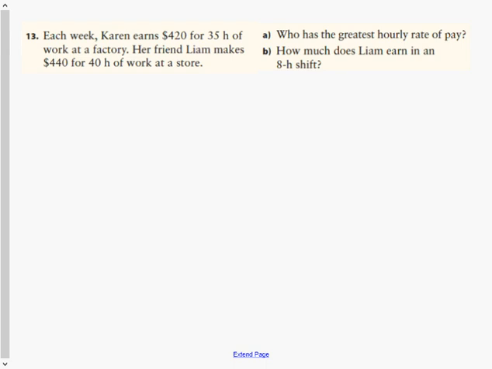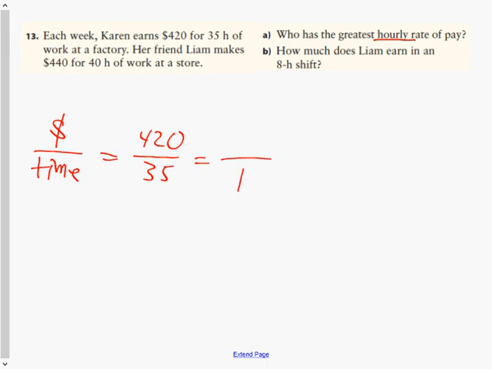Question 13, it says, each week Karen, oh, there's a name that's become popular in the last couple of years. What a Karen. Karen earns $420 for 35 hours of work at a factory. Her friend Liam makes $440 for 40 hours of work at the same store. Who has the greatest hourly rate of pay?